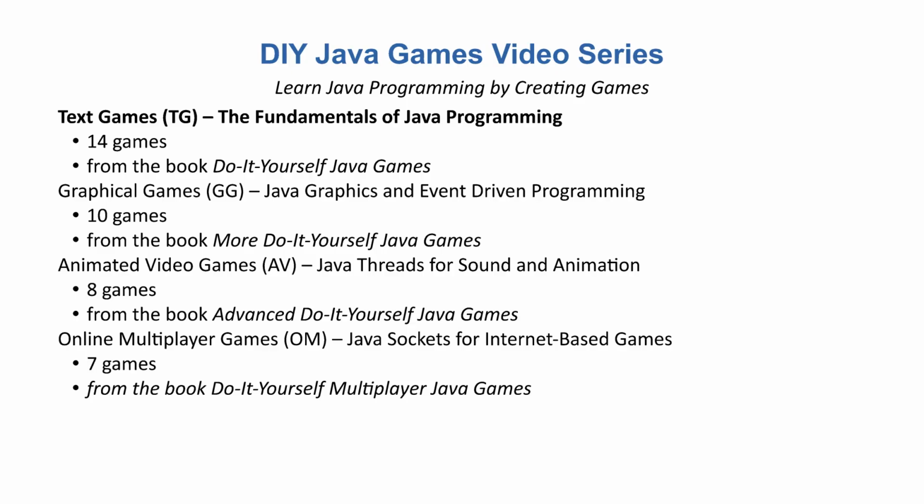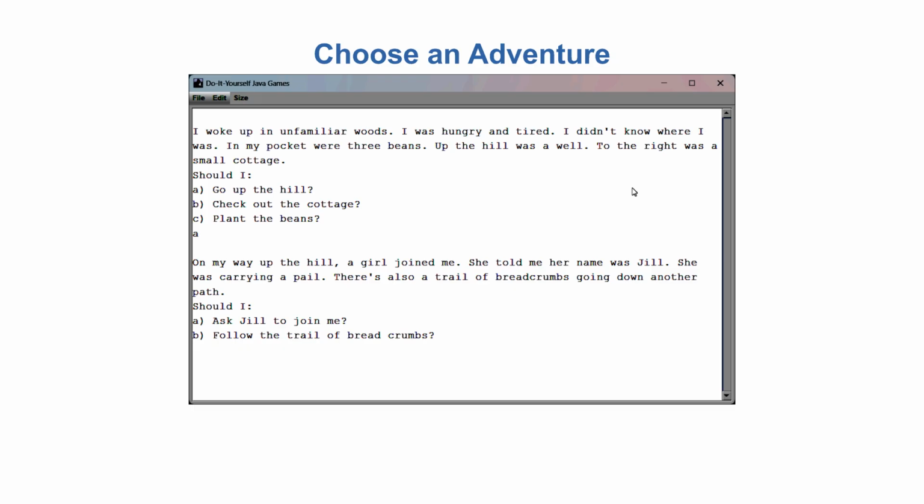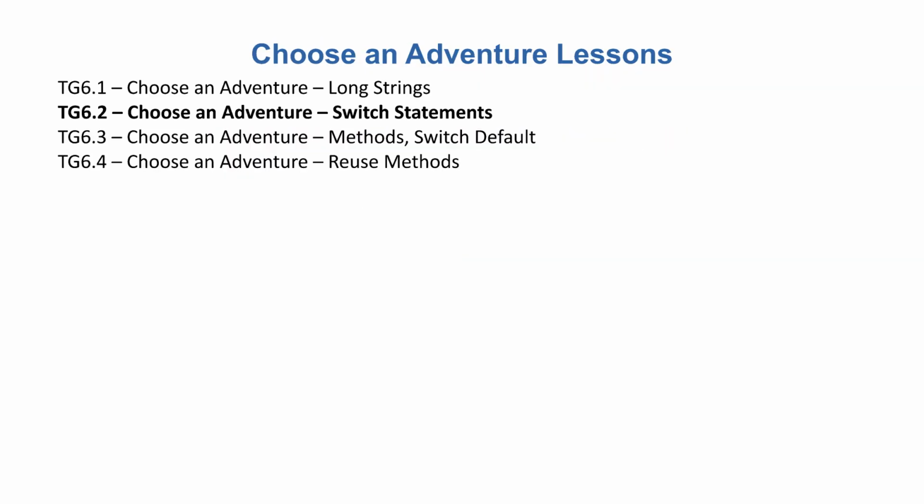We're currently in the Text Games video series, TG, the first of 4 types of games series. The focus of this series is to cover the fundamentals of Java programming. No programming experience is required. You'll learn how, when, and why Java programs are written the way they are. This series has 16 projects. We're currently working on the 6th project, TG6, Choose an Adventure. In this project, we'll create a program for an adventure story where the reader chooses what should happen next, as shown here. This is lesson TG6.2, where you'll learn how to use switch statements.